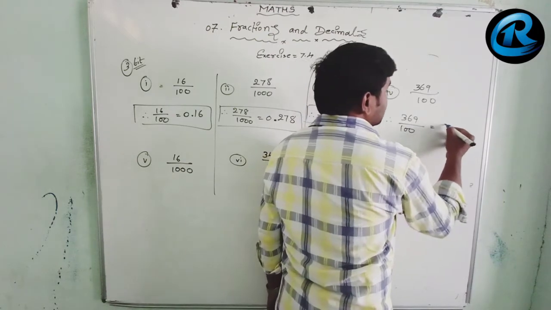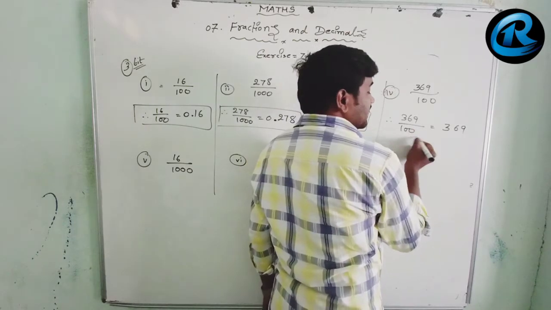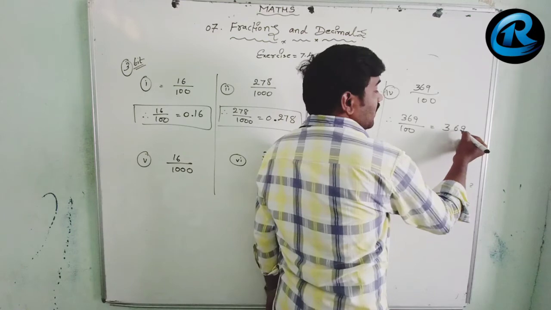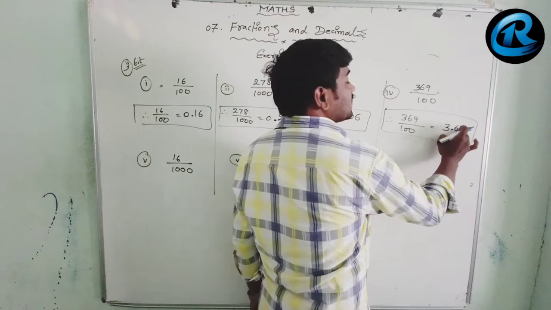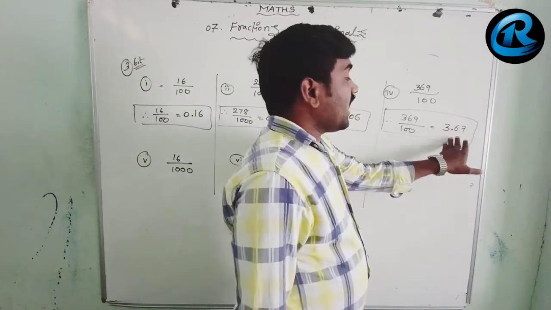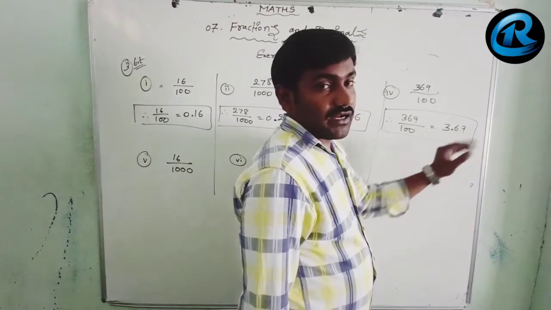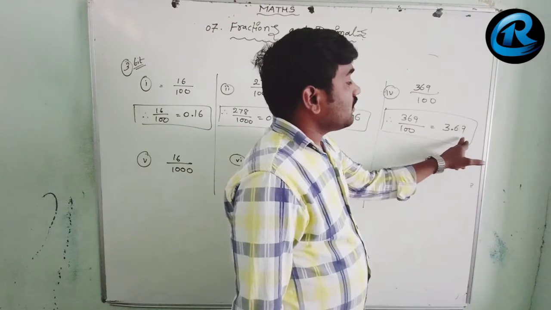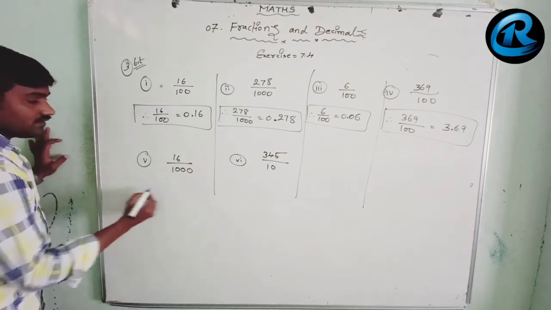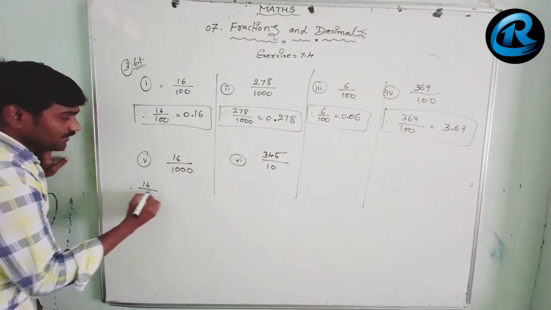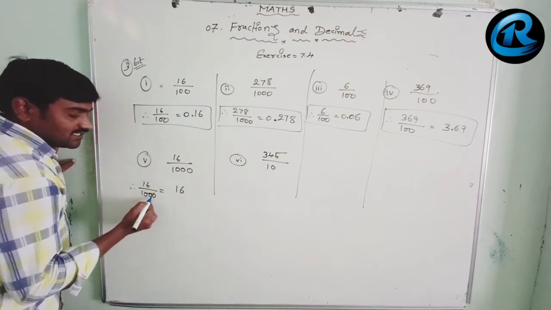Next is 369 by 100. See, 369 we write as it is. And there are 2 zeros in the denominator. It is hundreds. So let us take 1, 2. After 2 digits you keep a point. Now this 9 is in the hundreds place. Okay, 3 and 6 tens and 9 hundreds. And see, here we go for that. Therefore 16 by 1000 equal to: we write 16 first. There are 3 zeros here, so 3 digits.